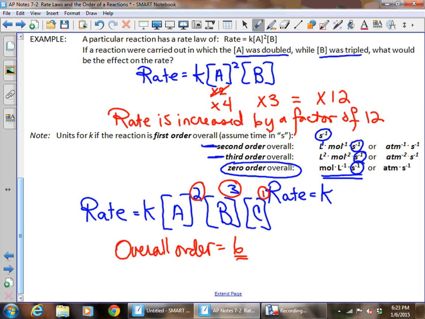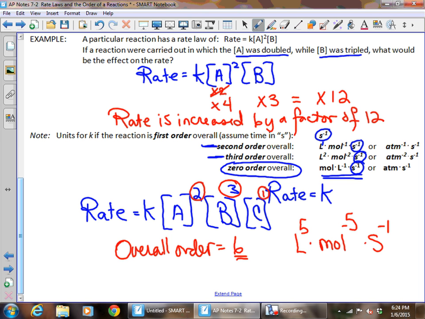So what does that mean for units? We're still going to have liters, we're still going to have reciprocal moles, and we're still going to have some reciprocal time, always reciprocal time. And if it doesn't give you any other information, always choose seconds. That's by far the most common. And since the liter and mole exponents are always going to be one less than the overall order, those values are going to be fives. Liters to the fifth, moles to the negative fifth, seconds to the negative one.